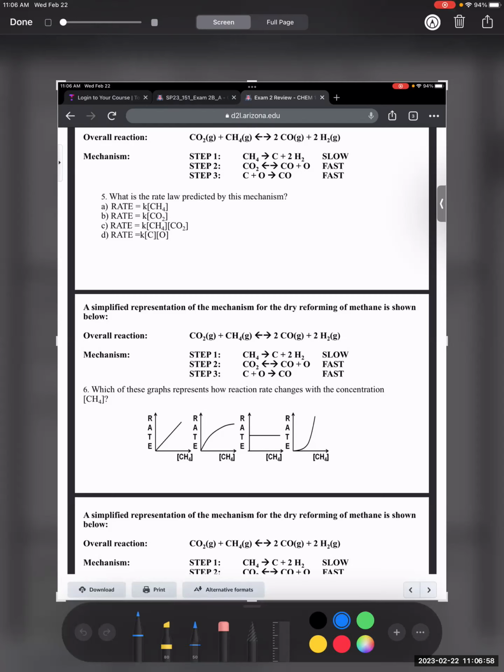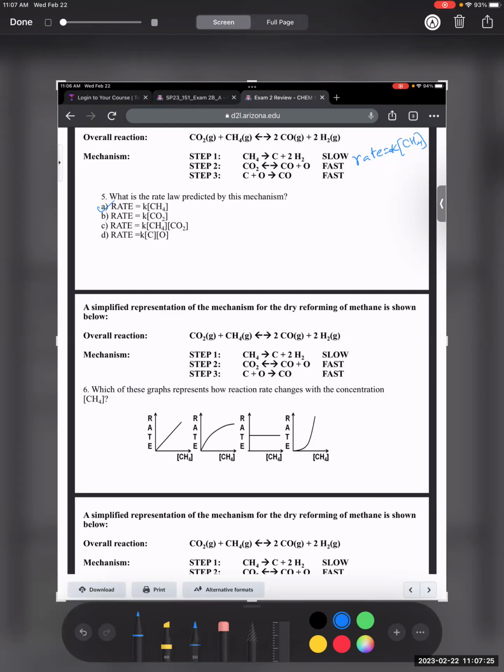And then here the first step is the slower step, and that tells me that rate law is equal to a rate constant times the only reactant here, CH4. Therefore, that's going to be it. Okay, this should be the rate law for the overall reaction. Okay, and then this rate law, that's it. Okay, so that's option A.